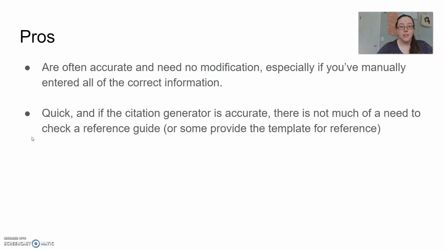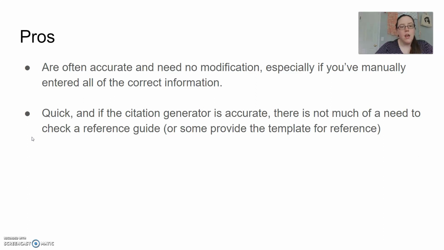Manually entering the information, the other way you can use a citation generator, is by, I think you click on manual and it says, okay, what's the title? You type the title in, who's the author, editor, year published. So you're typing all that information in, and then it's just saying, okay, based on this template we have, here's what the citation looks like. And if you've manually entered all the information correctly, you're more likely to get a correct, accurate citation from a generator that doesn't need any modification.